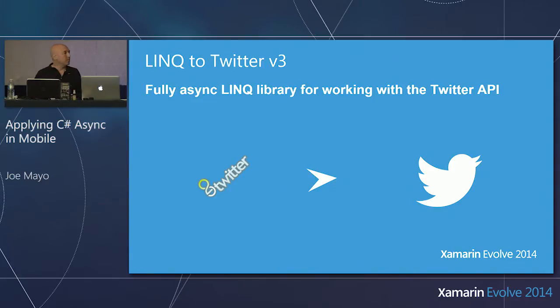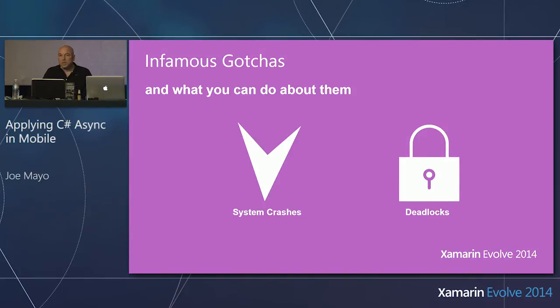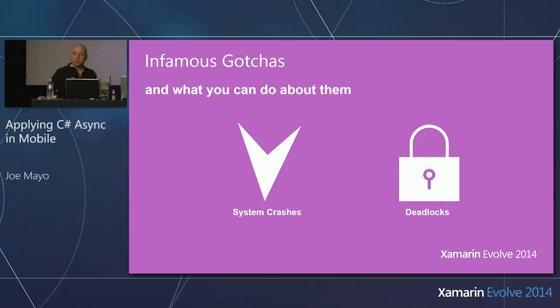I've got blog posts on my blog where I'm using this. But I'm going to take this library and show you some of the old code, how horrendous it was, and how that's greatly improved with async. I'm also going to talk about some infamous gotchas, like things that will make your system crash and things that will deadlock your code. That's why I went through the threading and the synchronization context and everything, because those things start to come into focus in these scenarios.